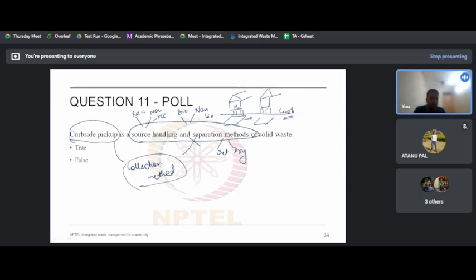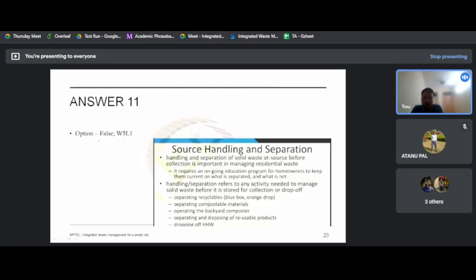Another example we saw in one of the previous slides, there we use large containers. So the answer for this is false. It's a collection method, not a handling and separation method. So the answer is false.